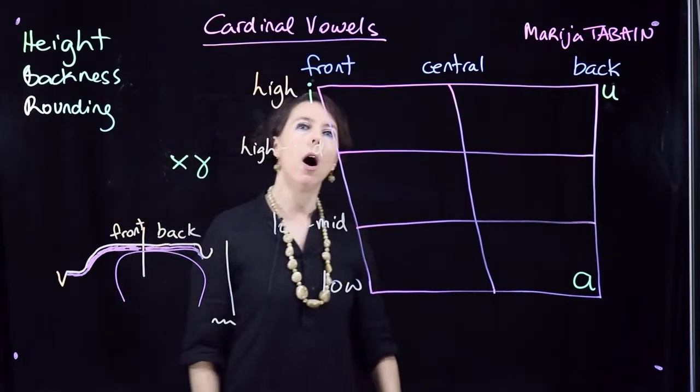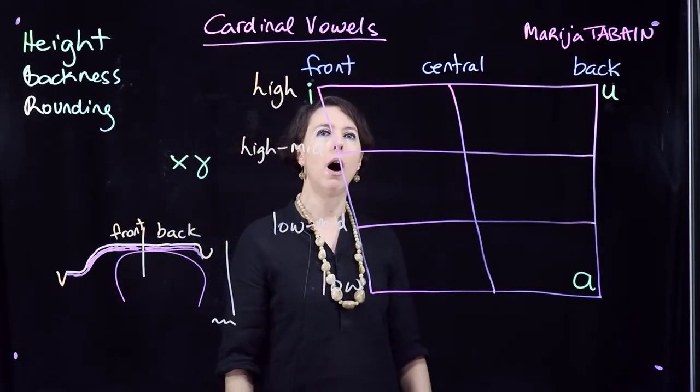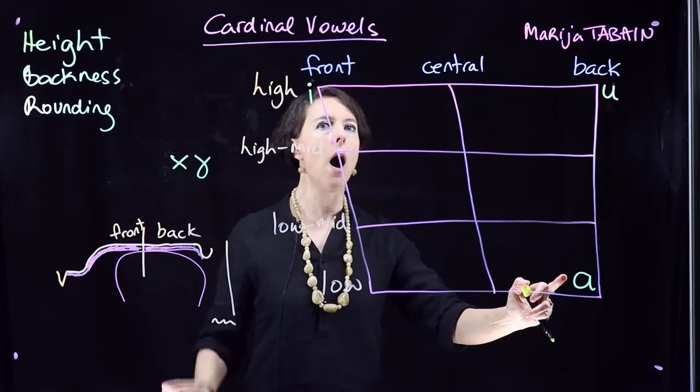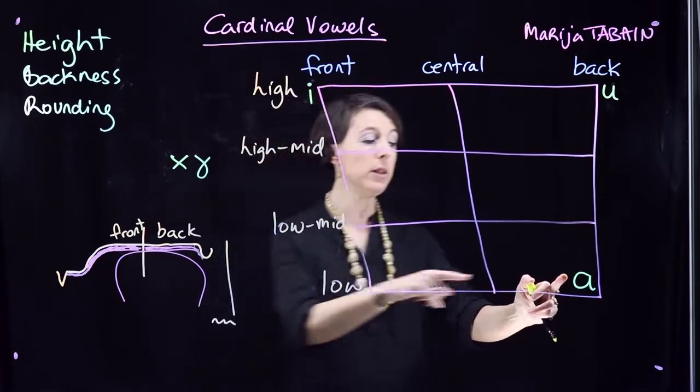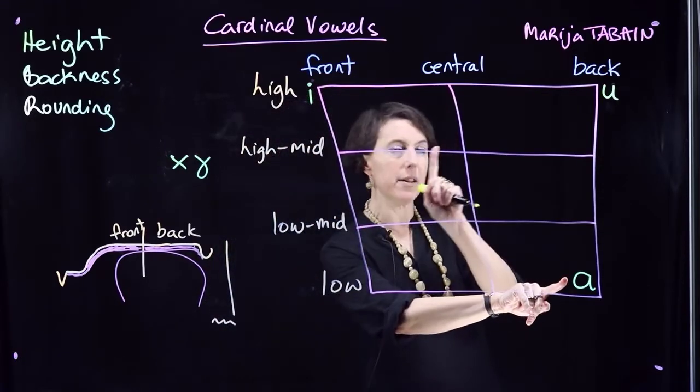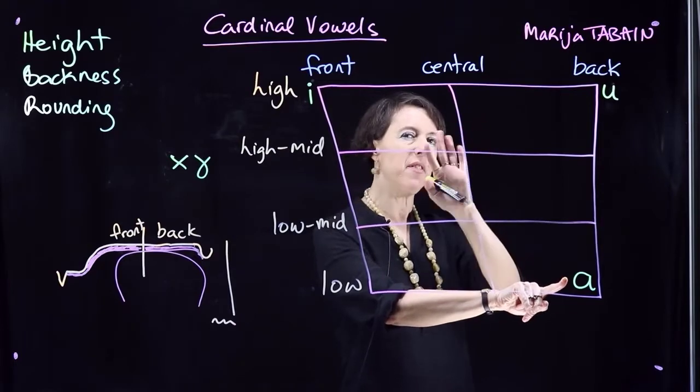[ɑ]. And it's written on the left here. This is called Cardinal Vowel 5. Just keep that in mind for now, okay.